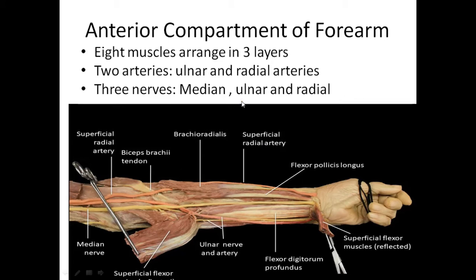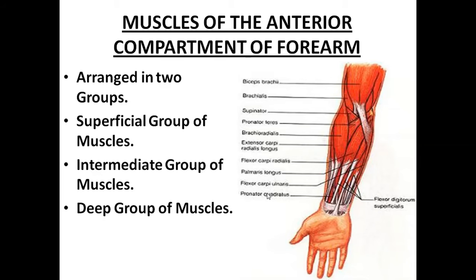So the anterior compartment comprises 8 muscles arranged in 3 different layers, 2 arteries and 3 nerves. The 8 muscles arrange themselves into superficial, middle and deep layers, while the 2 arteries, the radial and the ulnar arteries, are the major arteries of this region, and the nerves are the median nerve, radial nerve and the ulnar nerve, which are present in the anterior compartment or the flexor compartment of the forearm.